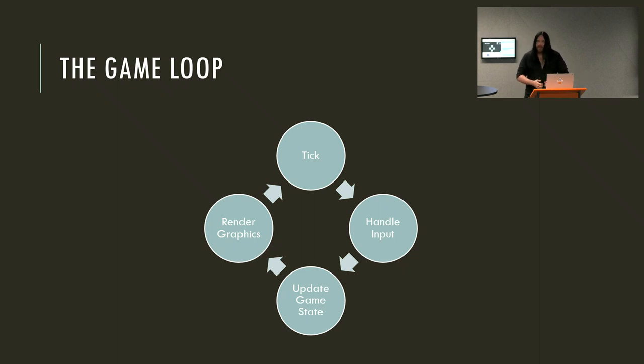Then the game says, has the player pressed anything? Have they given any input? Are they doing anything? Cool, what was it? Now we have what the player has done. We then look at the rules of our game, our game code, and decide what to do. So based on the thing that the user pressed, we run some code, some logic.